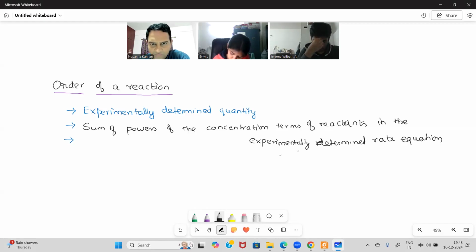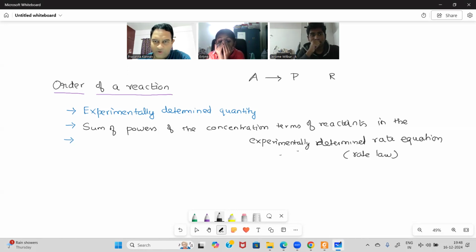For example, if a reactant gets converted to products, or you can say the experimentally determined rate law. Then the rate of the reaction can be expressed in terms of, let's say, two reactants A and B, giving P plus Q as products. Now rate is going to only represent the concentration of reactants raised to some powers. Rate law does not include the concentration of products raised to some powers, right? It is only reactants raised to some powers.